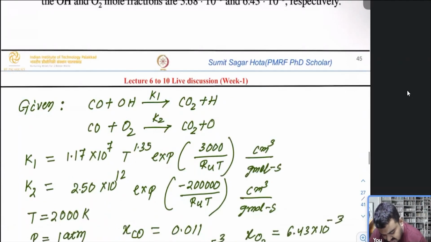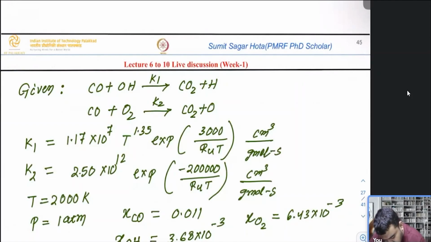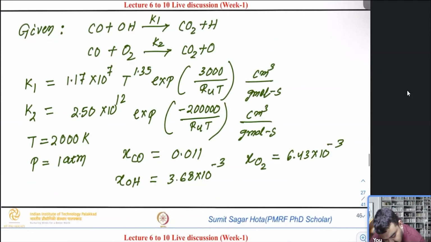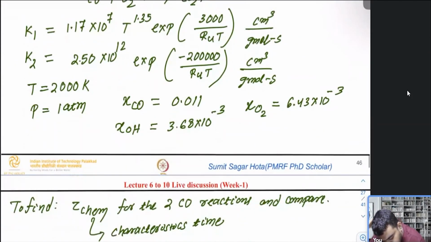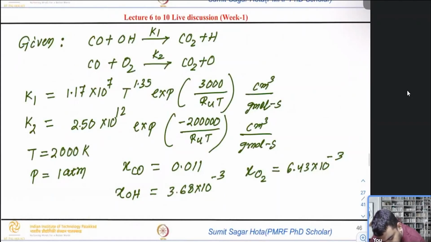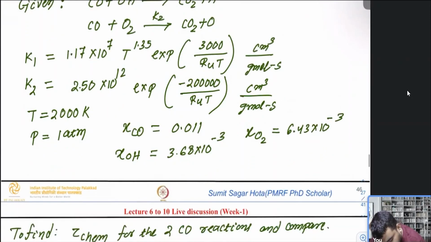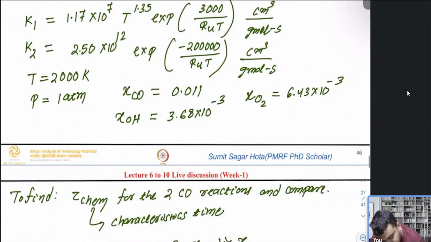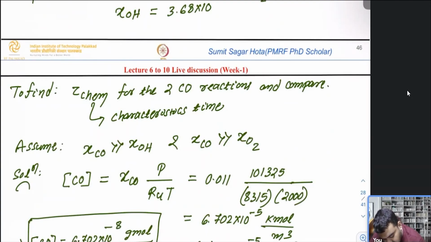Okay, we see the first reaction. We just write down what is given. The reaction is CO + OH, this reaction here, and the K1 expression and K2 expression. T is given, pressure is given, X of CO, X of OH and X of O2 are given. So we need to find tau chem, the characteristic time for the two CO reactions, and compare.